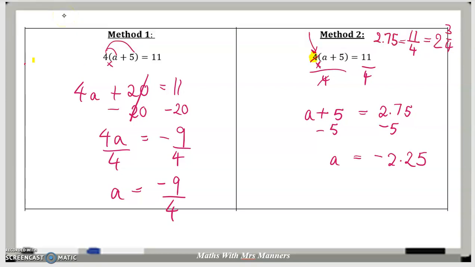Definitely this time around, I think method 2 is a little bit harder, and the reason why it's harder is because 4 doesn't divide nicely into 11. So for some students who struggle with decimals and fractions, then I think method 1 might be the best way to go. So you really need to know yourself well.